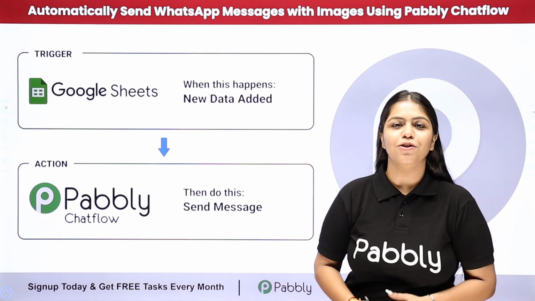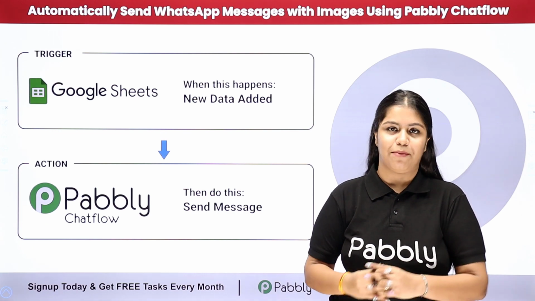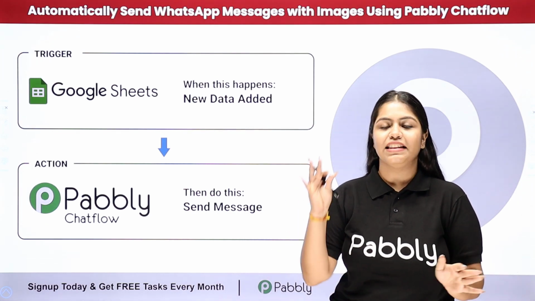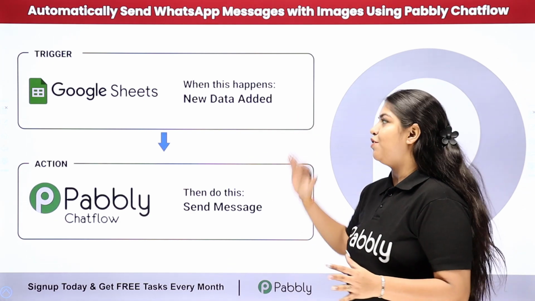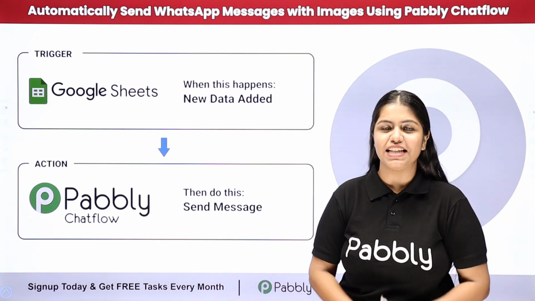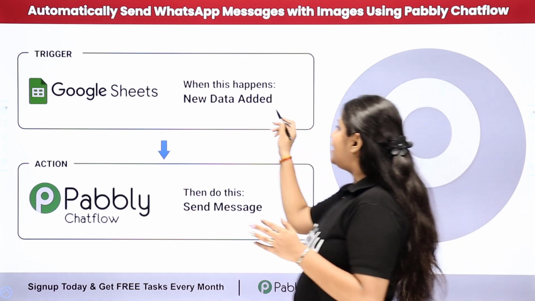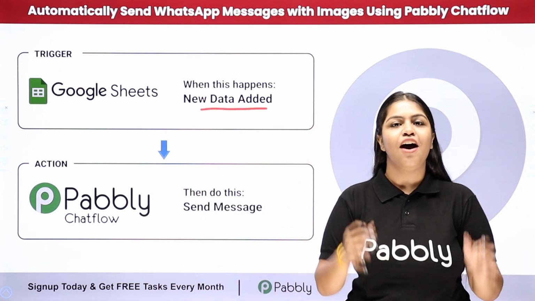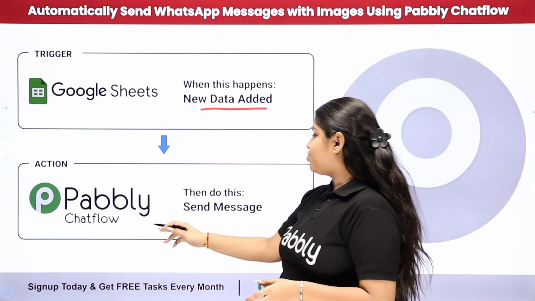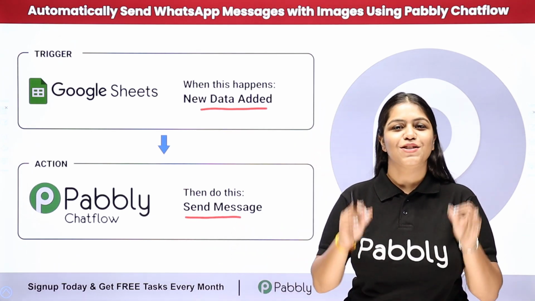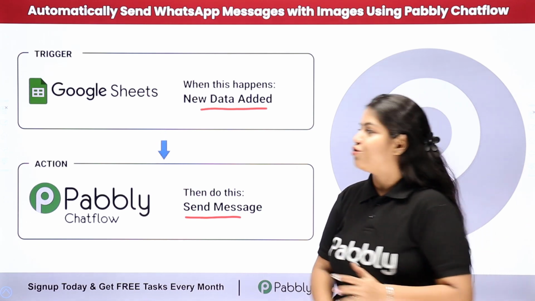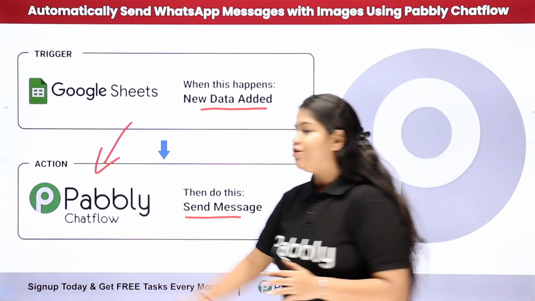So like you, I also want to send automated WhatsApp messages to all my leads, that too in a single click. Then for that I've simply created this amazing automation where whenever I add my lead details into my Google Sheets, automatically with the help of Pabbly Chatflow, a WhatsApp message with image will be sent to my lead.